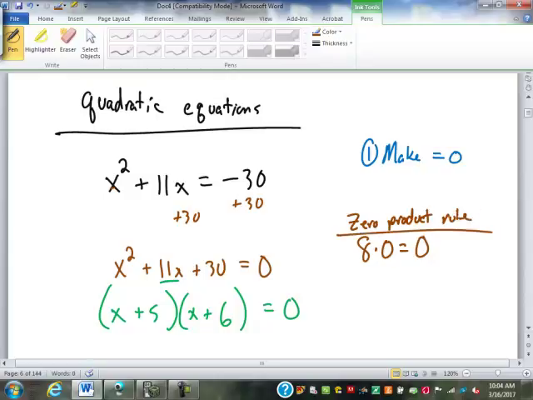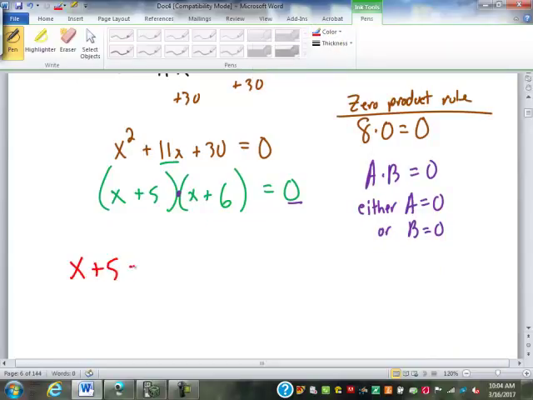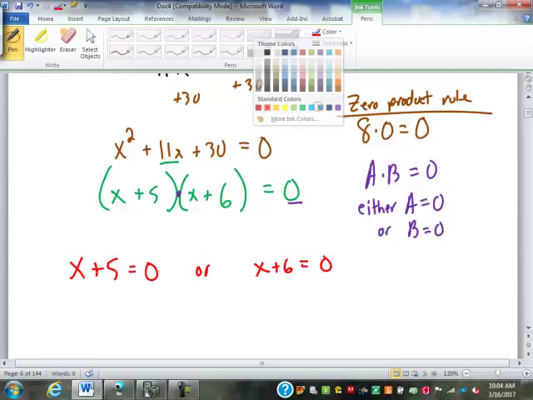And that's the simple version of it. There's a more powerful version of the zero product rule that says if A times B equals 0, then either A has to equal 0 or B has to equal 0. Or both could possibly equal 0. So looking back over here, multiplying those two equals 0, which means either the x plus 5 has to equal 0, or the x plus 6 has to equal 0. Or it could possibly be both.